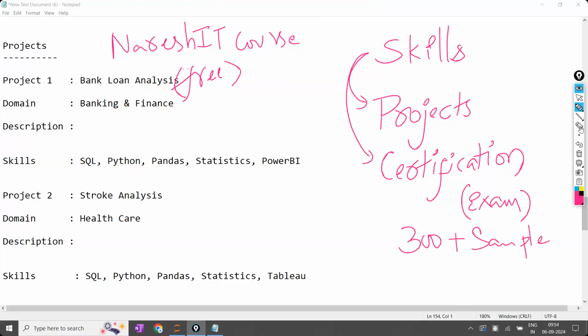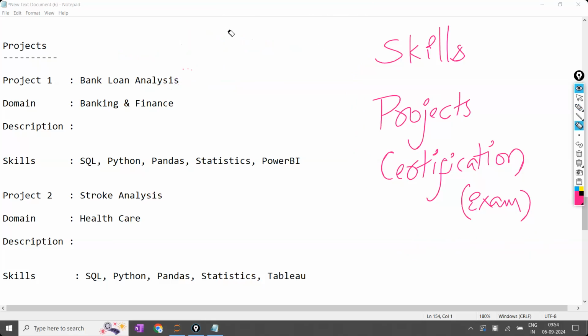So your main point here is, in your resume, these are the three things which will be highlighted. One is your skills, one is your projects, one is your certification. Three of them are compulsory. The condition is AND. Everything is not optional. Sir, I have skills but no project means waste.